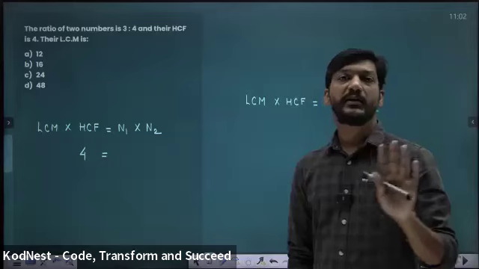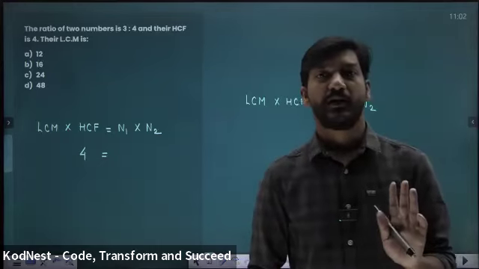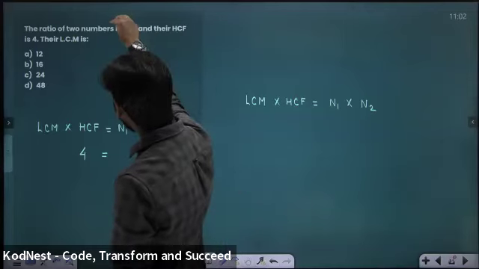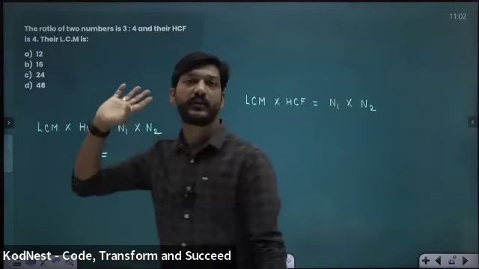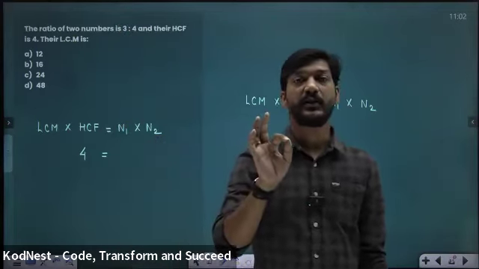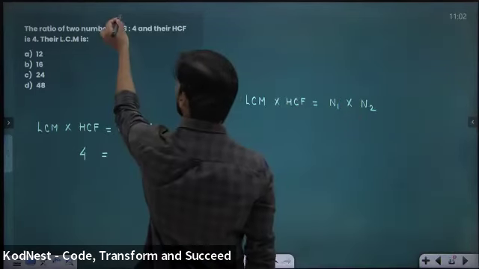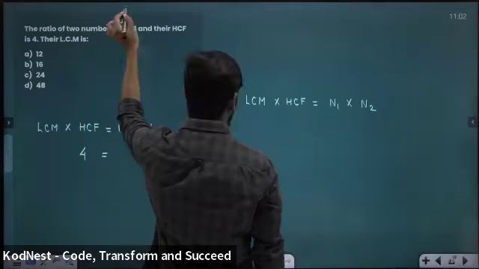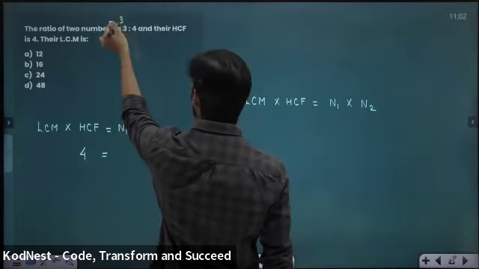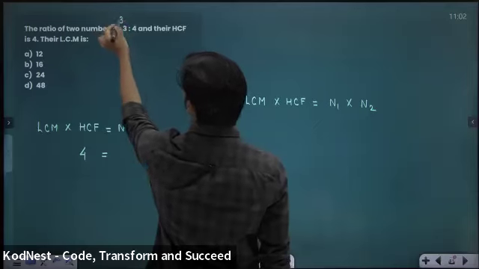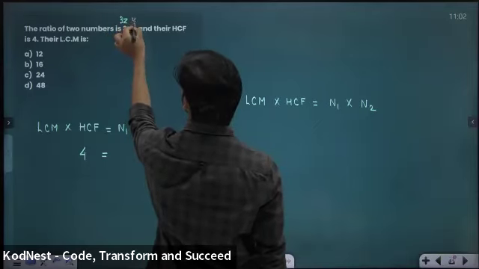Related with LCM, nothing is given. Nothing. Now carefully answer. Numbers ratio is 3 ratio 4. So can I take the numbers as, I'm not taking x and y because you will be confused, so can I take the numbers as, let's say, 3z and 4z?